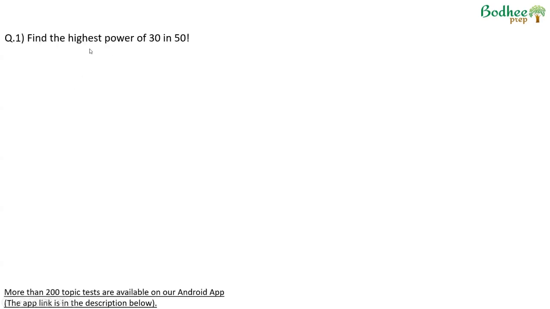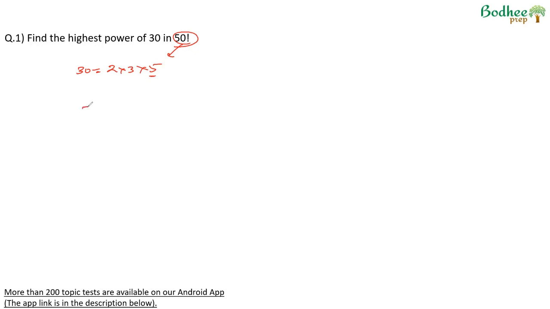If you look at the questions, question 1 says, find the highest power of 30 in 50 factorial. 30 is 2 into 3 into 5. Clearly, the limiting power will be that of 5 because it is the largest number. So we just look at the highest power of 5 that divides 50 factorial. That will be the highest power of 30 as well, because that many 2's and 3's will always be present.